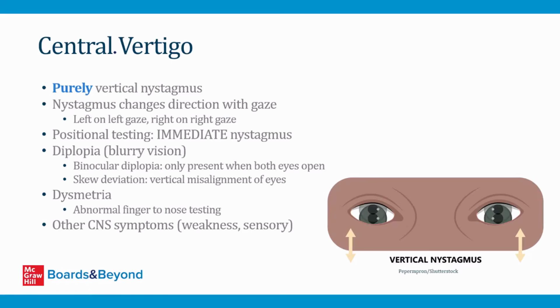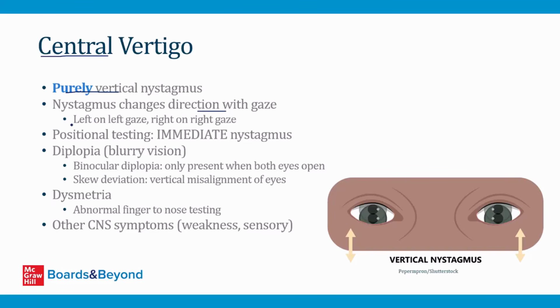So what are some of the clinical features you can see in patients who have central causes of vertigo? Well, first of all, a classic finding in central vertigo is nystagmus that is purely vertical. So it's either all upward or all downward. There's no left-right nystagmus. There's no torsional nystagmus. Another feature of central vertigo is nystagmus that changes direction with the patient's gaze.